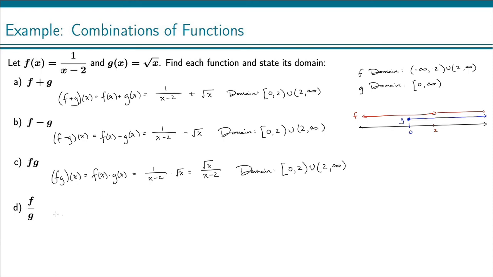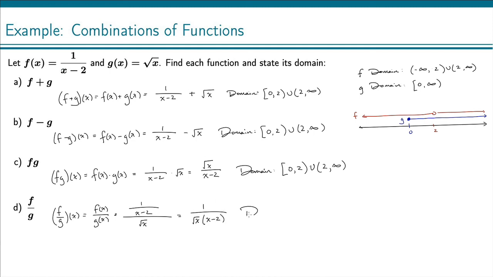All right, and finally, f over g. This is where it changes just a tiny bit. We got f over g of x. This is f of x over g of x. And so we just divide these. So f of x is 1 over x minus 2. We divide that by the square root of x. And I don't like fractions within fractions, so I'm going to go ahead and combine this into a single fraction. And that's just 1 over the square root of x times x minus 2.